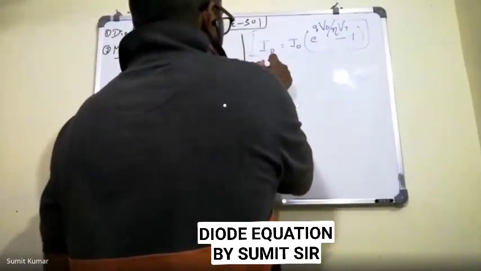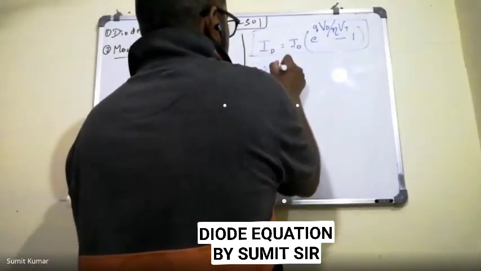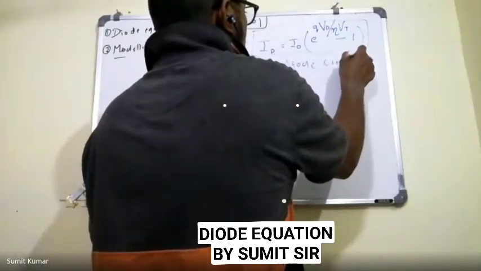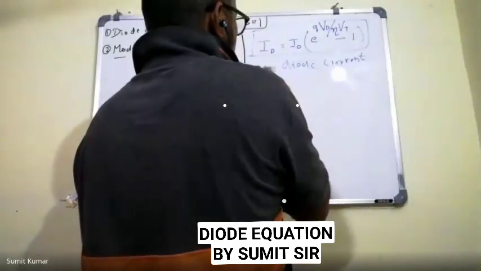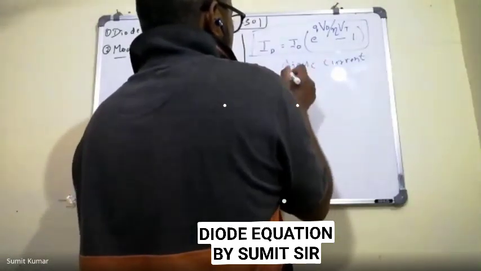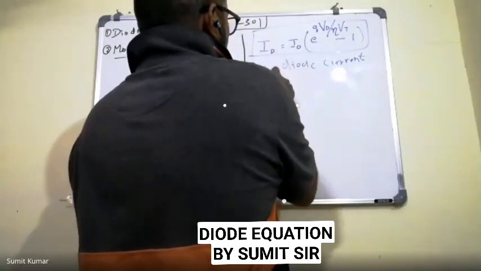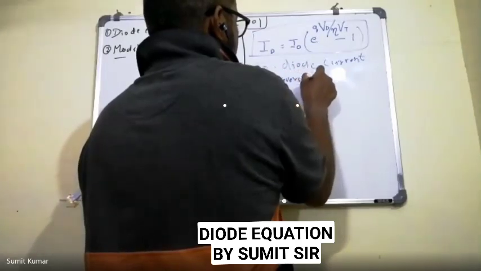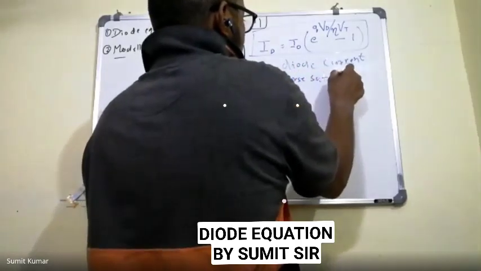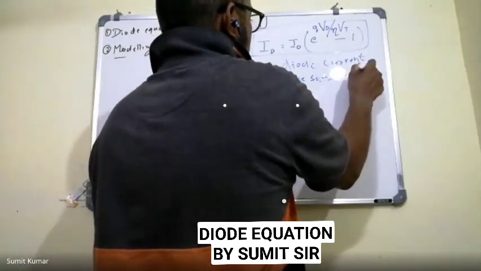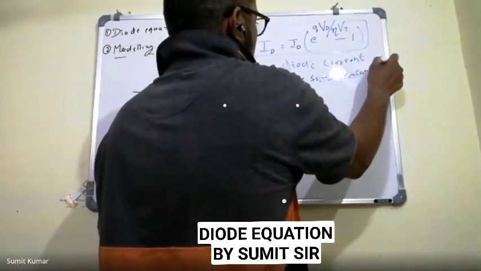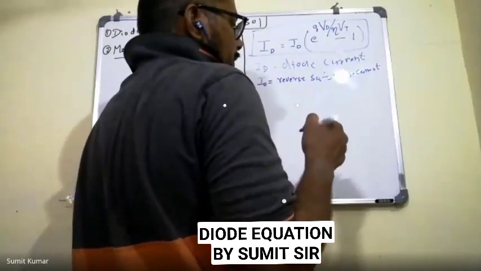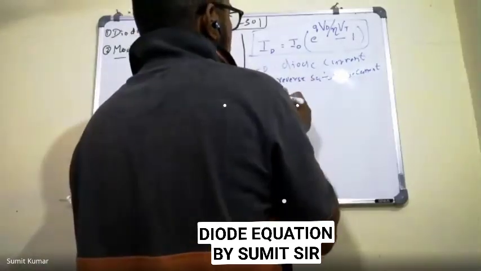ID is the diode current, or you can say the current flowing in the forward direction of the diode. And I naught is the reverse saturation current. We discussed this reverse saturation current in the previous lecture when we were discussing the reverse bias. The drift current that flows in the reverse biasing is also called the reverse saturation current.